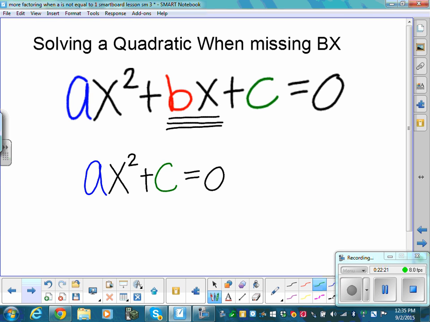Okay, so now I'm going to teach you how to solve a quadratic when you're missing the bx. So notice we have ax squared plus bx plus c. If I took away the bx, we would have this thing right here. Notice how bx is missing. So if you're missing a bx, it's way easy to solve the quadratic equation. You could solve it by factoring if it's factorable, but I would suggest just not and using this way. This is a different method.